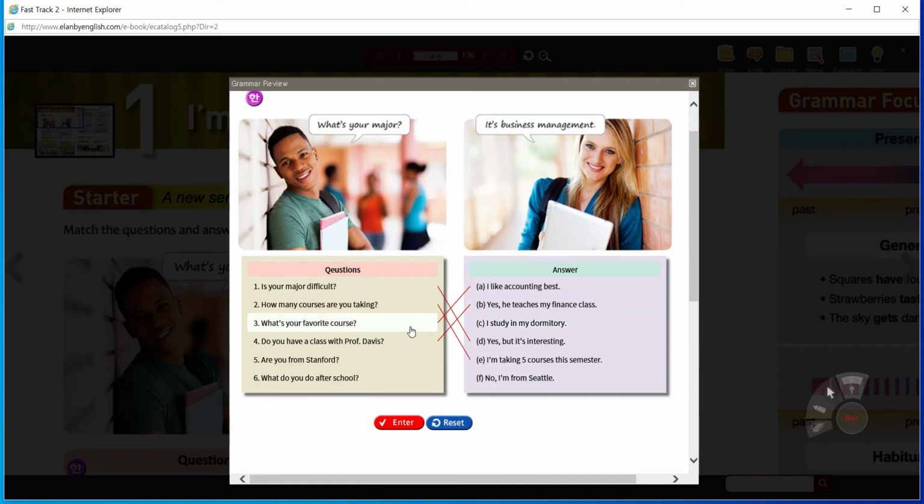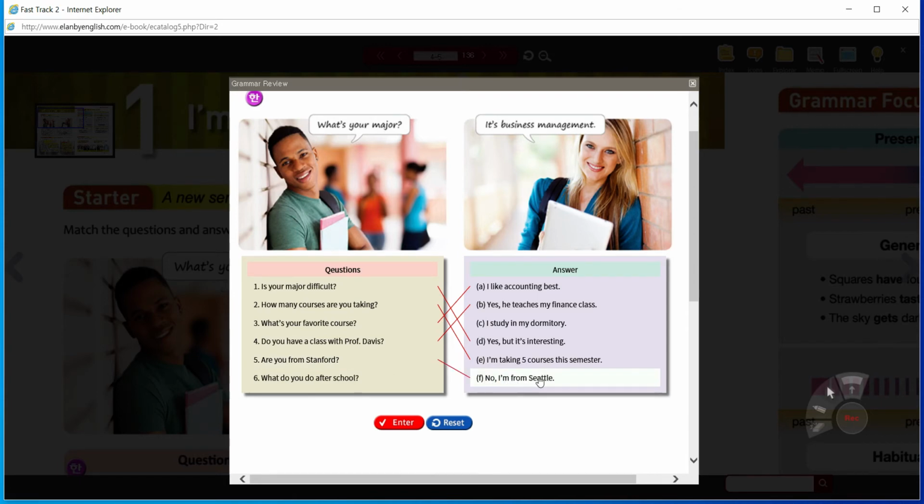Okay, so that's 2 pieces of information. Number 4, are you from Stanford? Okay, so another yes or no question, asking, are you from Stanford? Did you previously attend Stanford or live in Stanford? I don't know if that's a city or a place or a university.